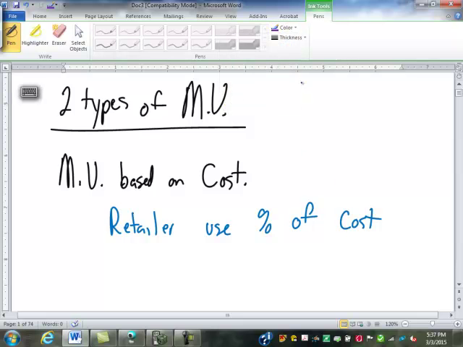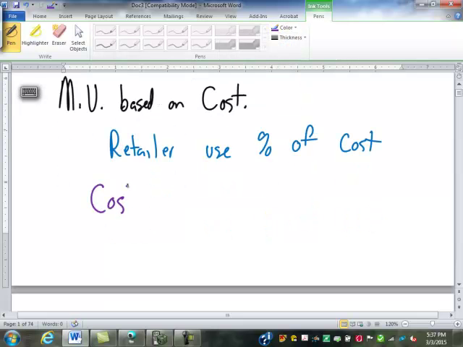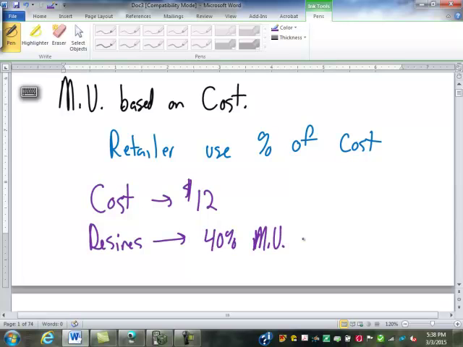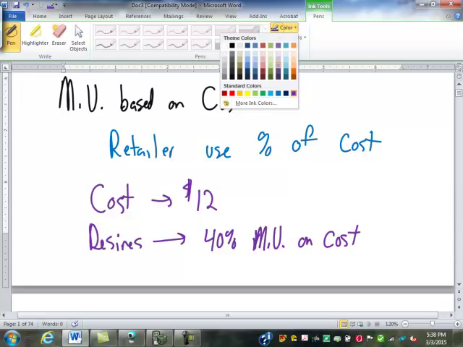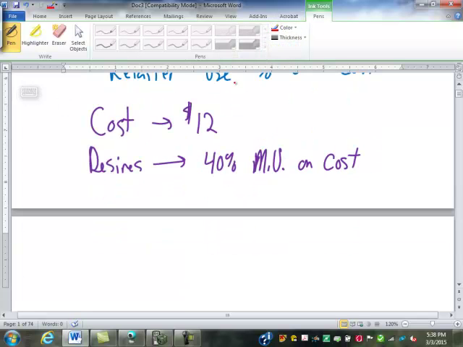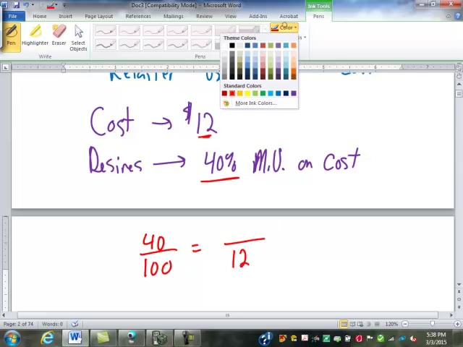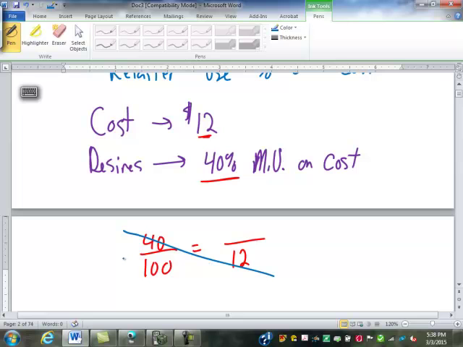For example, let's say the cost to the retailer again is $12. If that retailer desires a 40% markup on cost, or sometimes called markup based on cost, the way this would be calculated is you would find 40% of the cost. So 40% is 40 out of 100. How much is that out of 12? Well, you cross multiply. 40 times 12 divided by 100 is $4.80.